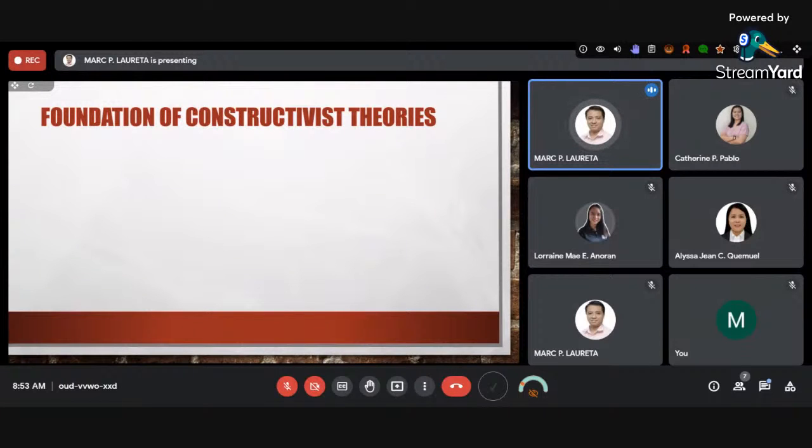Then, when it comes to the foundation of constructivist theories, if you remember, the third learning theory is the constructivist theory. In particular, we are going to touch on two perspectives to instructional design. The first one would be Piaget's works. The other one is based on Vygotsky's sociocultural theory.